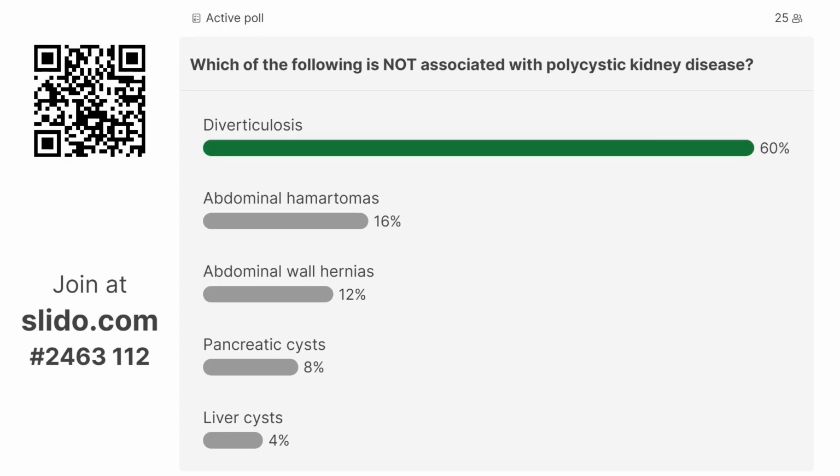Okay, great. The one that's not associated would be abdominal hamartomas. That is typically seen with tuberous sclerosis complex, but all of these other things can be seen in polycystic kidney disease.